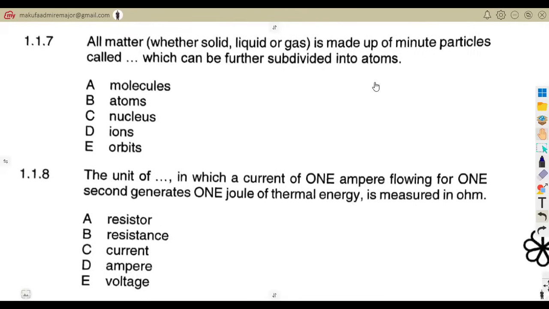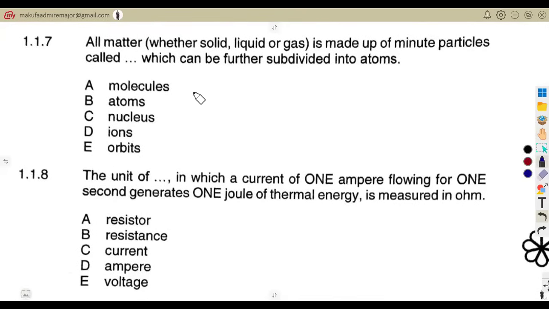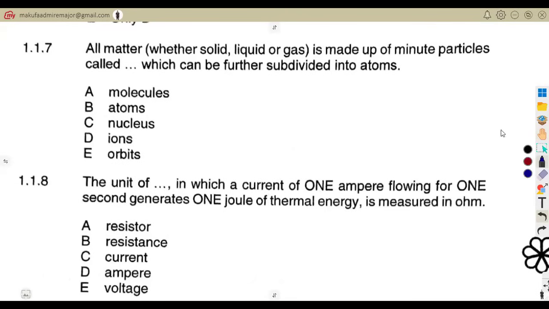Okay, 1.17. Matter, whether solid, liquid, or gas, is made up of minute particles called, which can further be subdivided into atoms. All matter is made up of what? These minute particles are called molecules. So meaning to say, of these answers, the best answer was going to be A, where we've got the molecules. Okay?